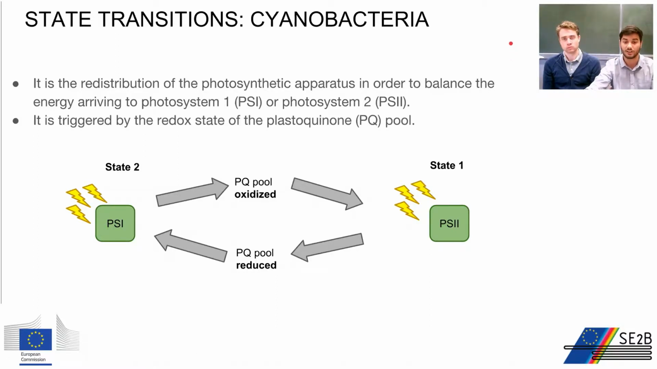This change is triggered by the redox state of the plastoquinone pool. Therefore, in state 2, the energy is arriving mostly to photosystem 1. But if photosystem 1 is selectively excited by, for example, blue light, this induces the oxidation of the plastoquinone pool and the transition to state 1, where the photosystem 2 is mostly excited. In this state, selective excitation of photosystem 2 by using orange light that is mostly absorbed by the phycobilisomes, which are the main antenna of photosystem 2, induces the reduction of the plastoquinone pool and the transition to state 2.